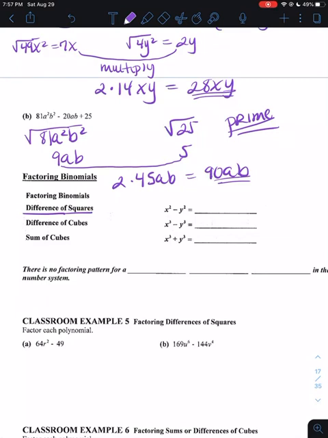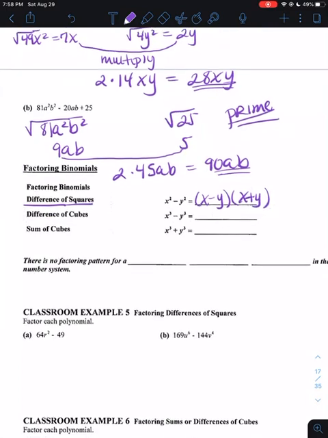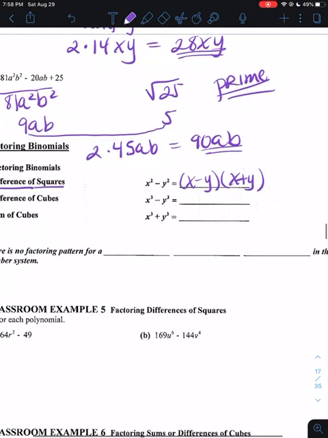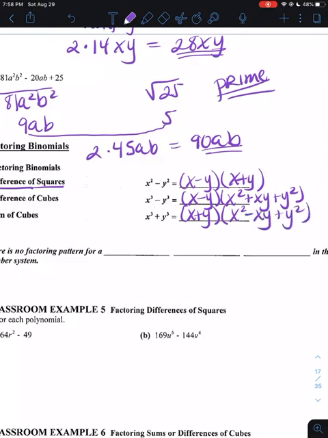So difference of squares, x squared minus y squared would be x minus y times x plus y. This is how this factors. And then the sum and difference of cubes, we'll actually get to that in the next video, but I'm going to give you the formula. The difference of cubes is x minus y times x squared plus xy plus y squared. And then the sum of cubes is x plus y times x squared minus xy plus y squared.